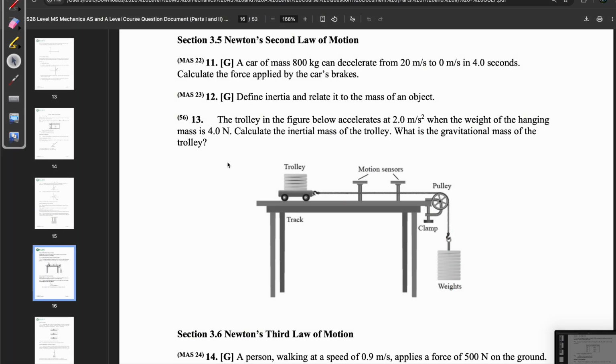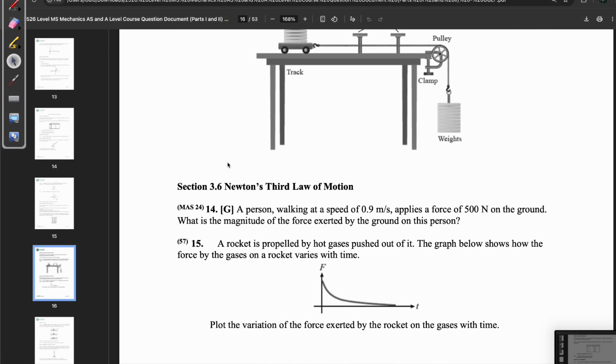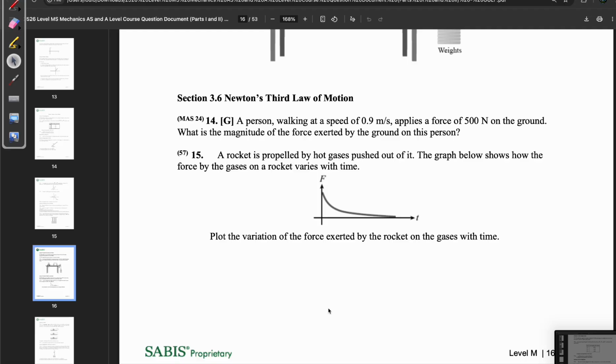Number 14. A person walking at a speed of 0.9 meters per second applies a force of 500 newtons on the ground. What is the magnitude of the force exerted by the ground on this person?